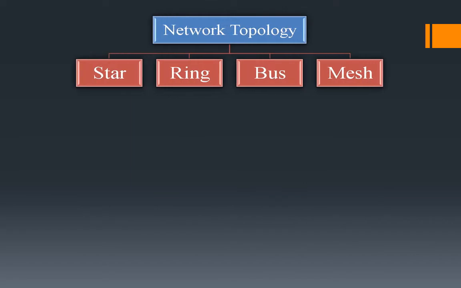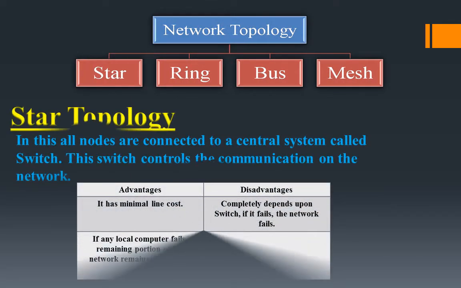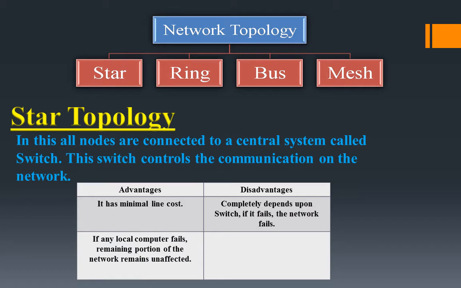Today we are studying a very interesting topic, that is network topology. First thing, what is a topology? Topology, the art of connecting different computers in a network, is known as topology. The term network topology refers to the way in which the nodes of a network are linked together. There are basically four types of network topology. First is star, second is ring, third is bus, and fourth is mesh.